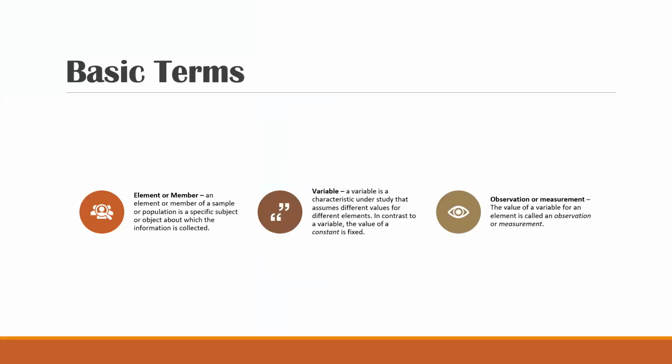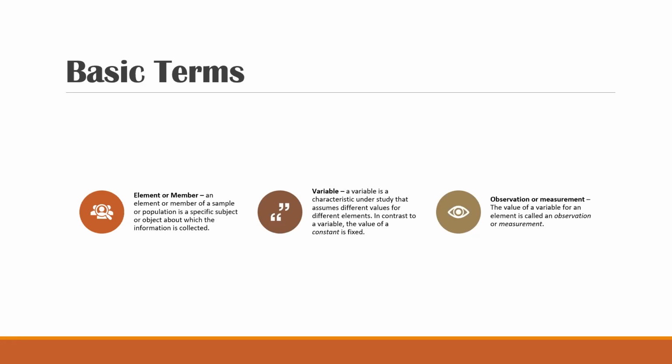So here are some more basic terms: statistics, element, or a member. An element or a member of a sample or population is a specific subject or object about which the information is collected. A variable is a characteristic under study that assumes different values for different elements. In contrast to a variable, the value of a constant is fixed. The value of a variable for an element is called an observation or a measurement.